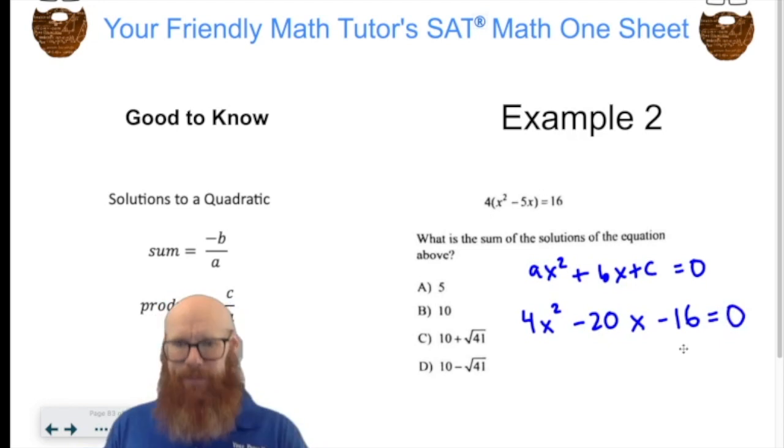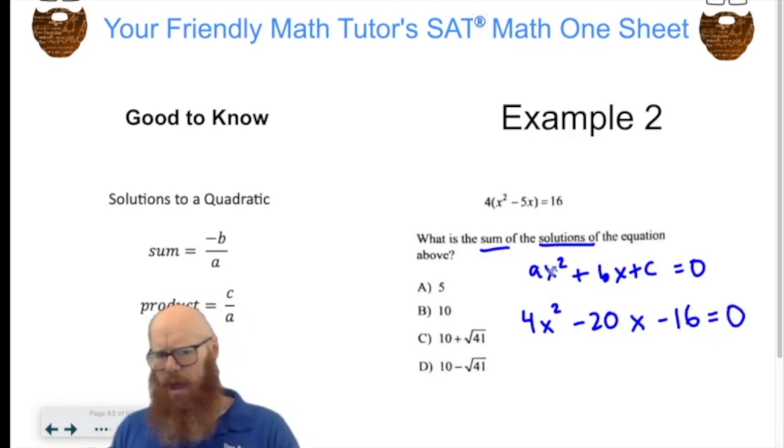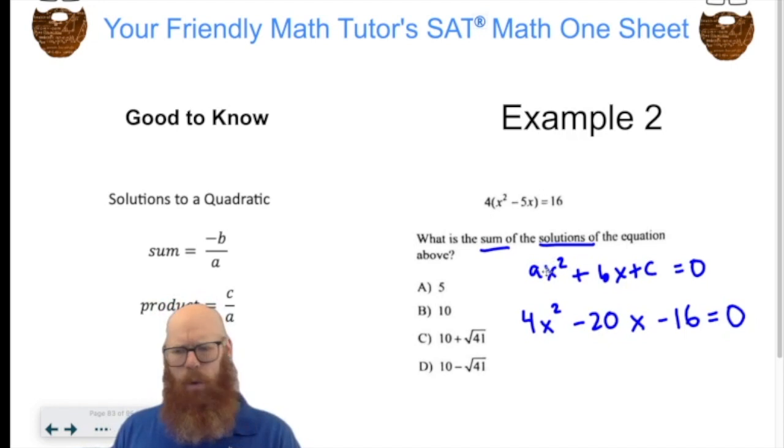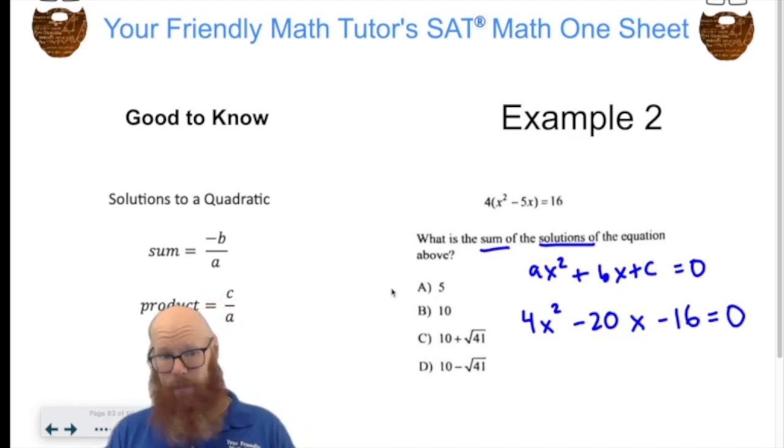Simply, if they want the sum of the solutions, we could find them separately, either by factoring or possibly the quadratic formula. And I think this one we would need the quadratic formula. But instead of going through all that work and then adding the solutions together, this is why this formula is good to know. Because if you just know it, you can say the sum is equal to negative b over a.